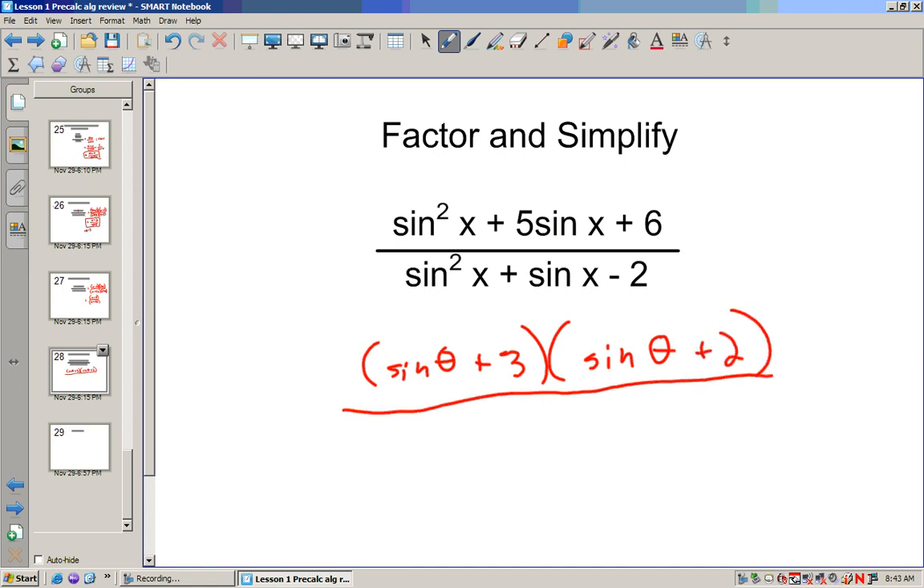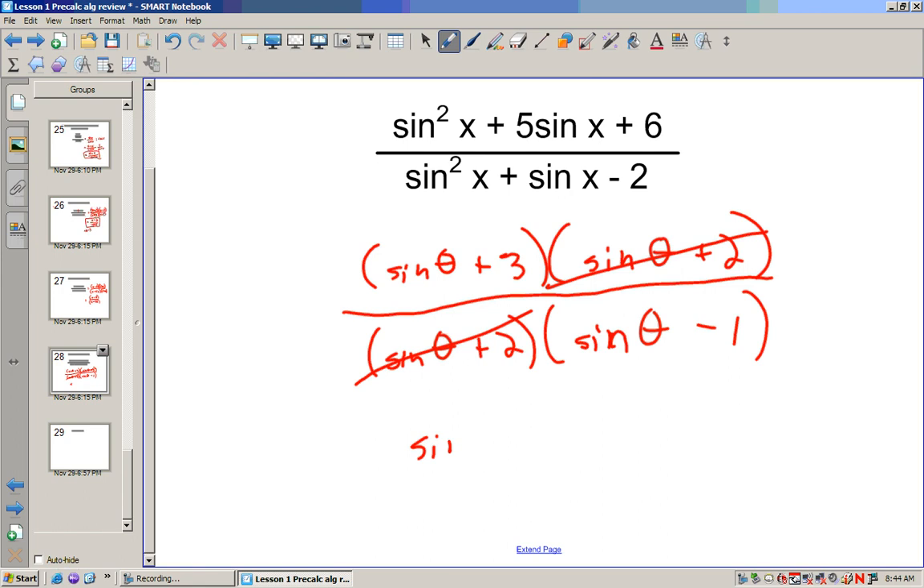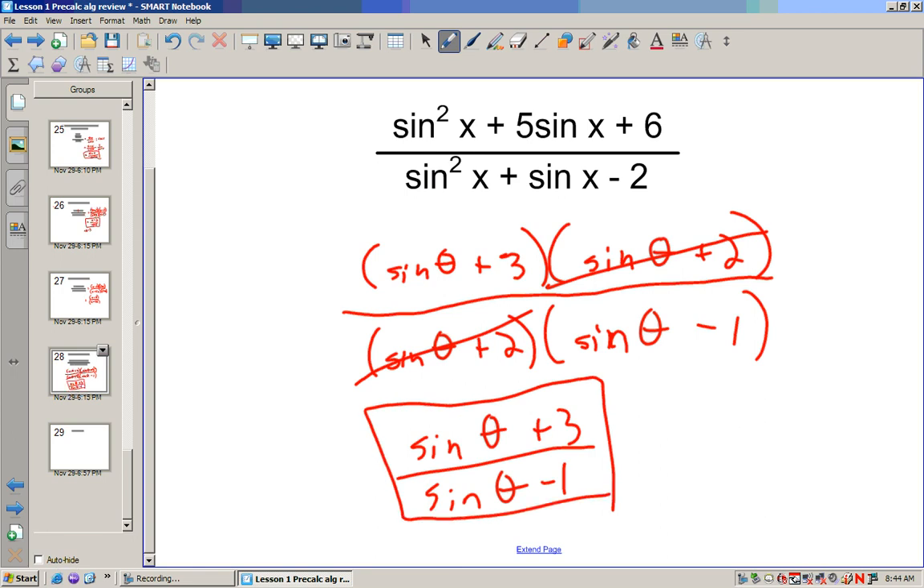What two numbers multiply to negative 2 and add up to 1? That's going to be sine of theta plus 2, sine of theta minus 1. And what cancels out is my sine of theta plus 2. And I'm left with my sine of theta plus 3 over sine of theta minus 1. And that's all I can reduce it to.